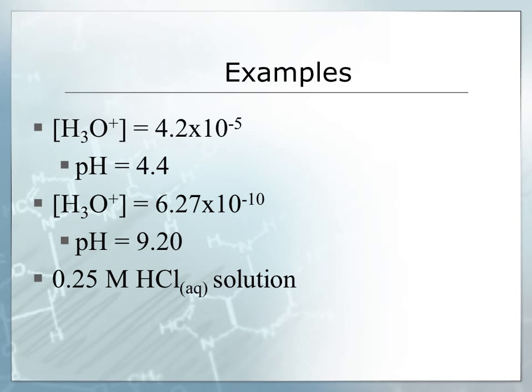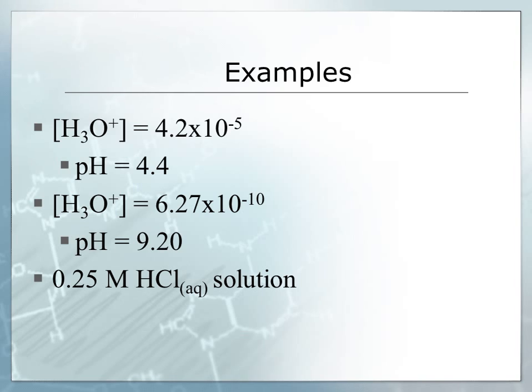Now, a more realistic situation is if we have an acidic solution of a given concentration and we are trying to determine what the pH would be. For instance, if we had a 0.25 molar hydrochloric acid solution, the first thing we need to determine is what the concentration of the hydrogen ion would be.